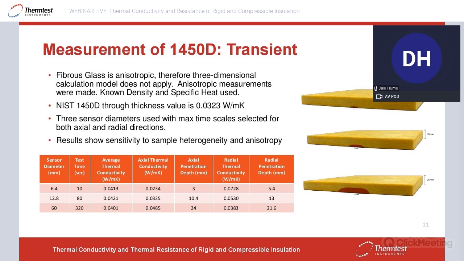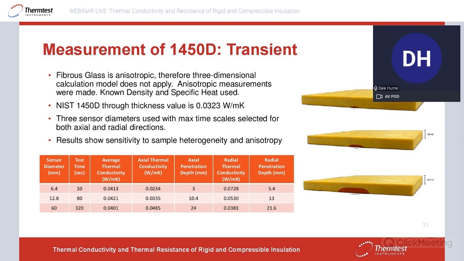We took 3 sensors. Again, we use max time scale for the anisotropic module and each specific sensor to maximize the penetration depth for each sensor for both axial and radial directions. And you can see here that these are diameters 6.4, 12.8, and 60 millimeters. And there's a corresponding longer length of time with each one of them to maximize the time scale for each.